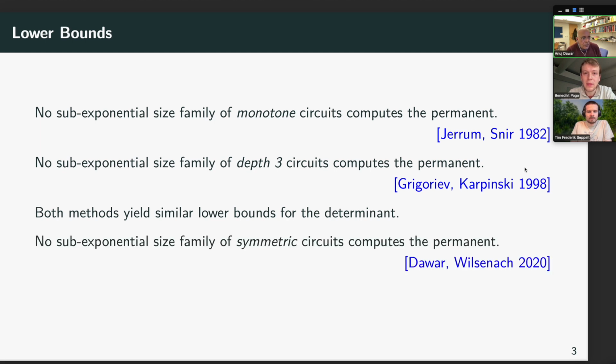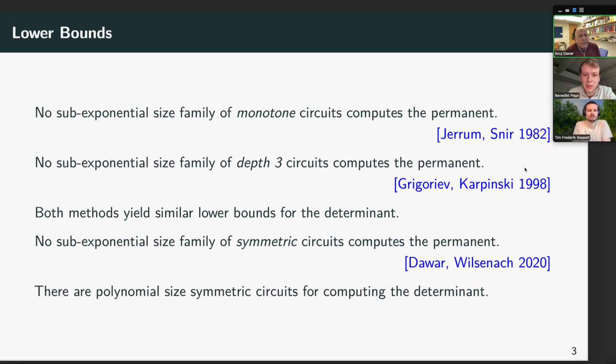Another notion we consider, and which is sort of the motivation for our present work, is this result, which appeared in a paper of mine with Gregory Wilsenach, where we showed that no sub-exponential size family of symmetric circuits computes the permanent. I will explain what this notion of symmetric circuits is in just a moment. And here, by contrast, there are polynomial-sized symmetric circuits for computing the determinant. So this actually provides an exponential separation between the permanent and the determinant, and is in one sense what makes this notion of symmetric circuits so interesting.